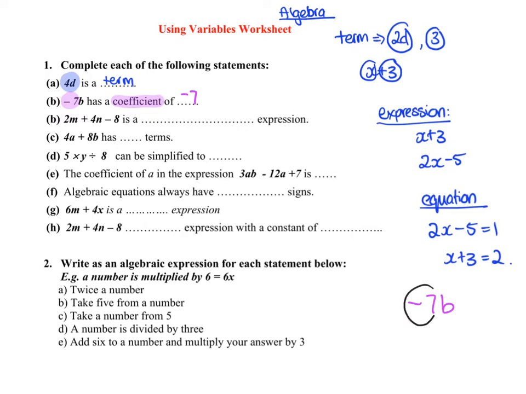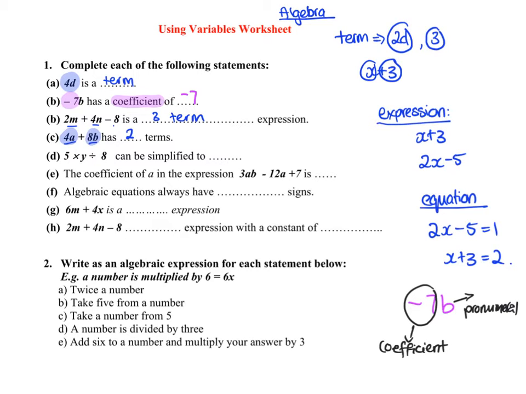So -7 was the coefficient, and the letter b is actually called the pronumeral. Okay. All right. So when they have 2n plus 4n minus 8, they're a bit unclear, so we could say maybe a 3 term expression. How many terms does this one have? So we might say 2 terms. Remember, that's a term and that's a term.